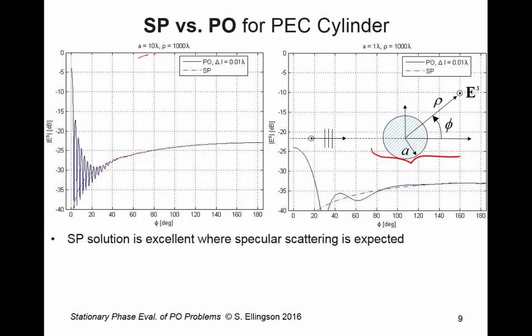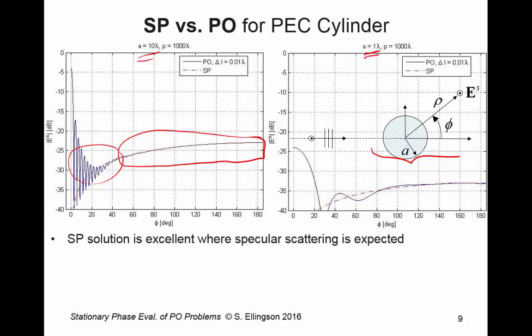This is the 10 wavelength case. This is the 1 wavelength radius case. What we see in the 10 wavelength radius case is excellent agreement over the whole range where we would expect physical optics to be valid. So let's just be clear what's happened here. We have found a way to compute without integration the physical optics result over the whole range where physical optics is valid. Of course, where physical optics isn't valid, things go wrong the same way.